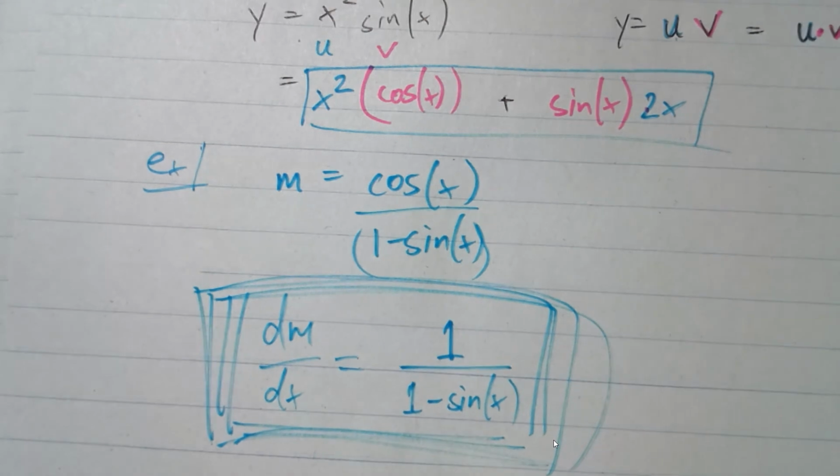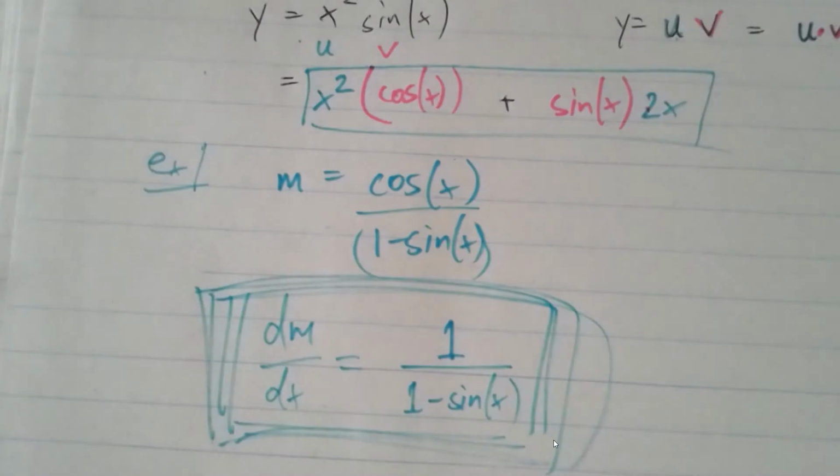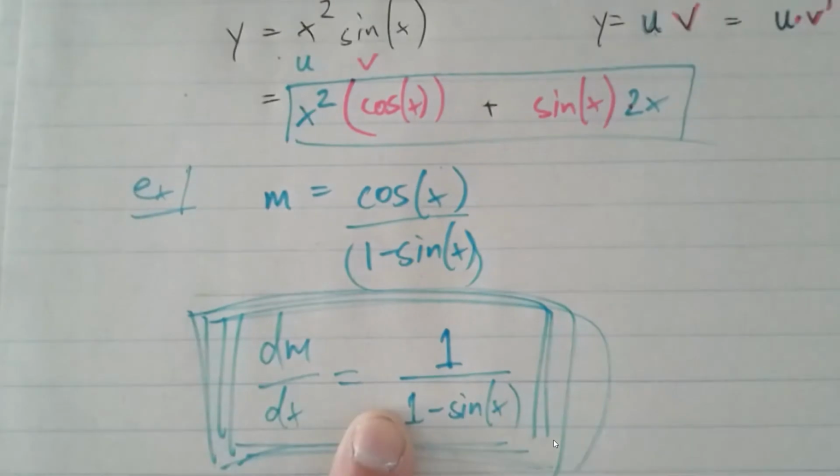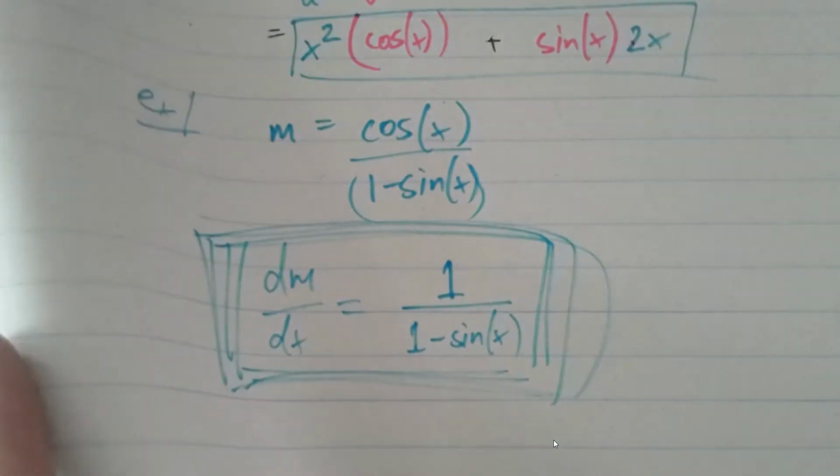This is good. This is not easy. Okay, quick notes. All right, so that's what you should have gotten: 1 over 1 minus sine of x.